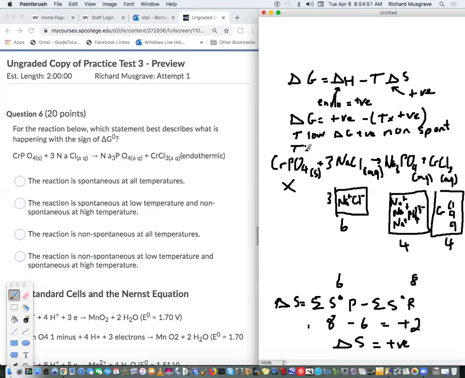And the other one, T high, the delta G is going to be negative and the reaction will be spontaneous.